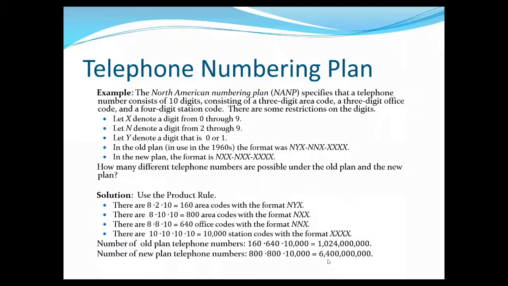So the result is 6,400,000,000. Okay, so this is the number of telephone numbers that could be used in the new plan. So as you can see here, by changing the rule, we could have a different answer, because we are changing the number of characters used in one position.